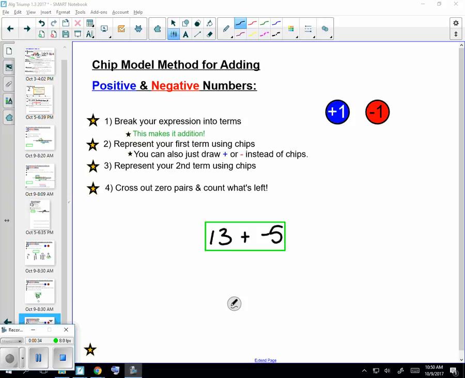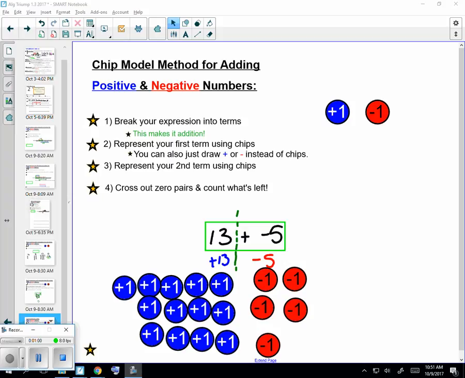Consider the problem 13 plus negative 5. Our first step is to break it into terms. That means I have 13 plus negative 5. Well, this looks kind of funny. When we have plus a negative, it's just a negative term. So I have positive 13 and I have negative 5.